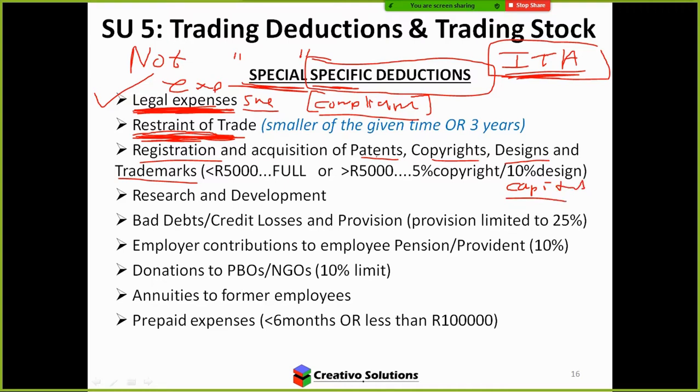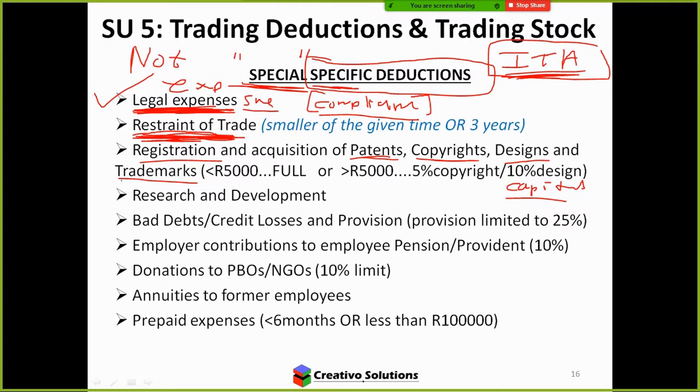Do you agree? It's not everyday income. It's like a patent, it's a design, it's a copyright. That copyright, that patent can last for 50 years maybe, 100 years maybe, depending. Do you agree? Okay, I'm just trying to highlight a few of them.